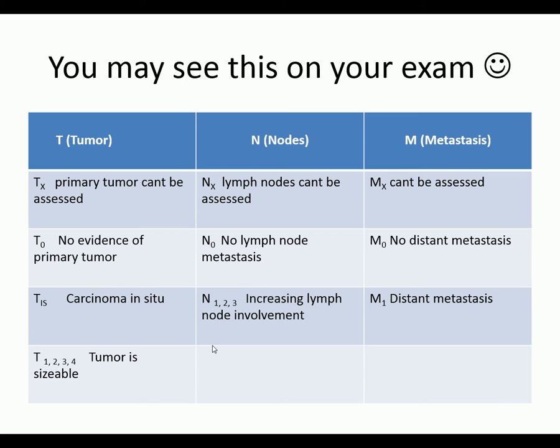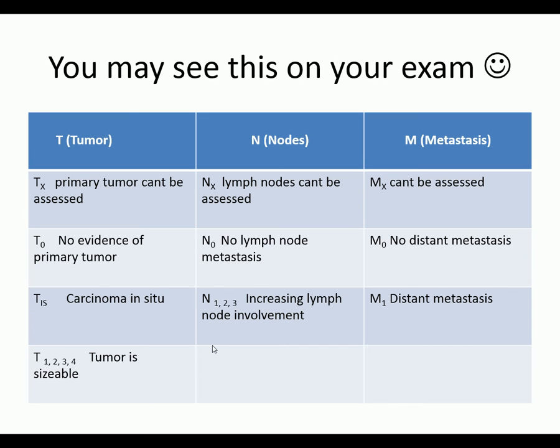For N or nodes, NX means lymph nodes can't be assessed. N0 means there is no lymph node metastasis. And N1 through 3 means that there is increasing lymph node involvement. And then finally for metastasis, MX cannot be assessed. M0 means there is no distant metastasis, and M1 means there is distant metastasis.